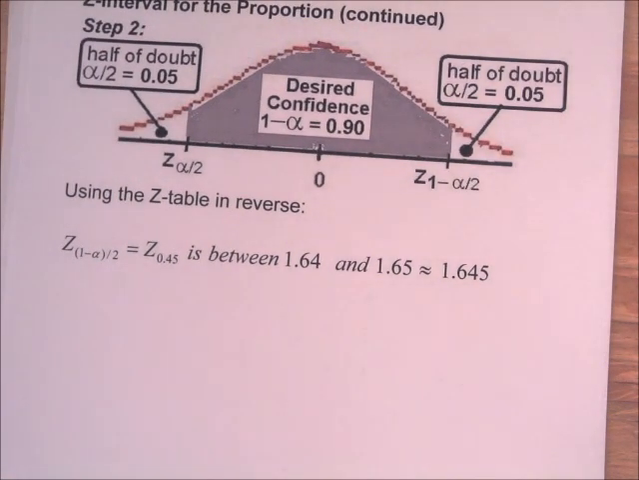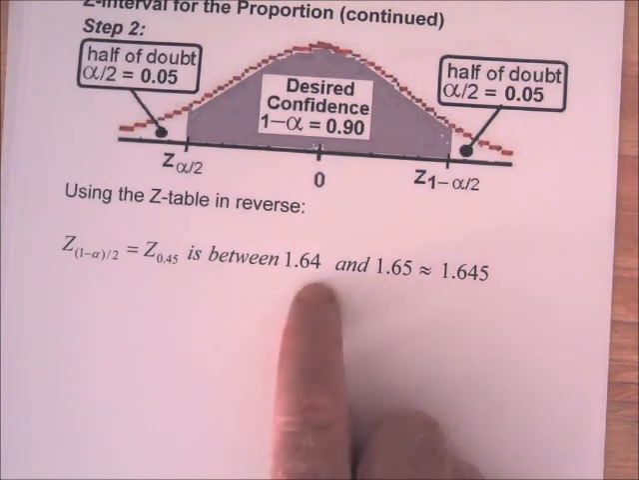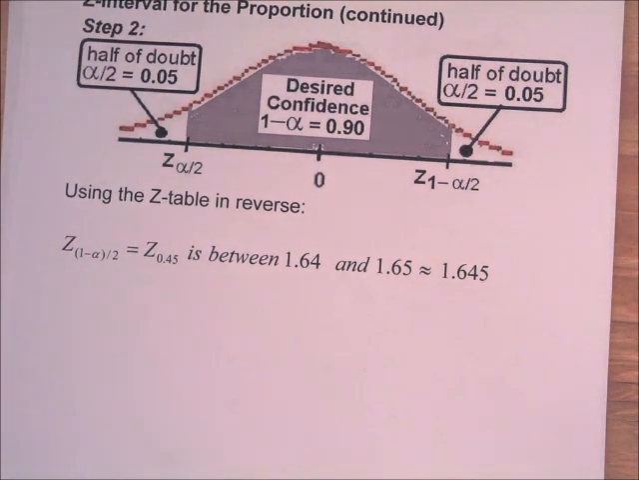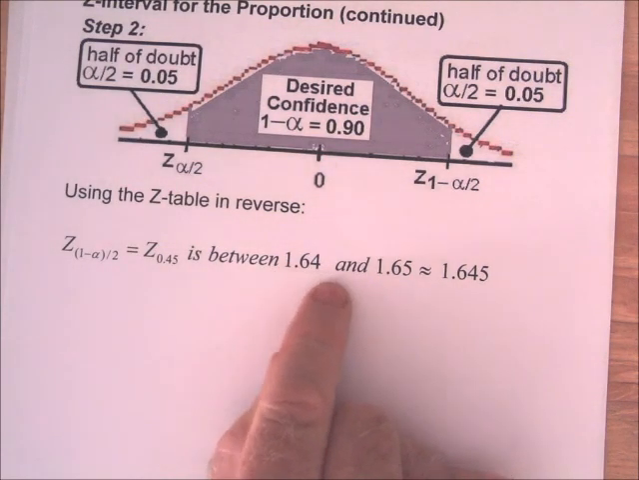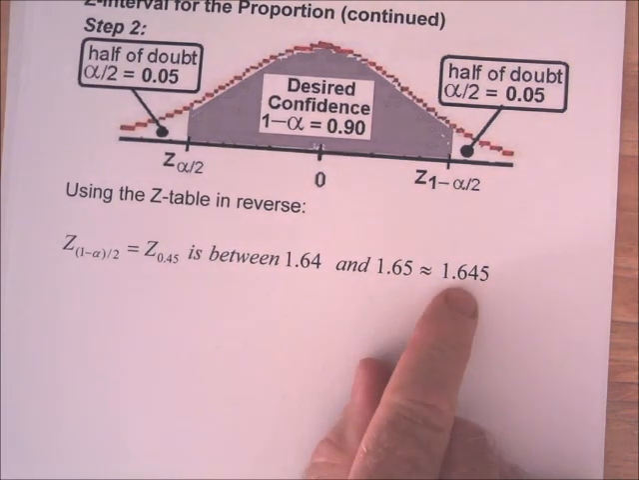The closest numbers are in row 1.6. It's not there exactly. The closest numbers are in row 1.6, columns 4 and 5. So it's actually about halfway between the two probabilities in those two columns. So we can estimate that the Z score is going to be halfway between 1.64 and 1.65, or 1.645.